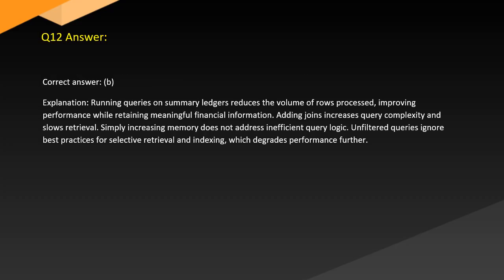Answer. Correct answer: B. Explanation. Running queries on summary ledgers reduces the volume of rows processed, improving performance while retaining meaningful financial information. Adding joins increases query complexity and slows retrieval. Simply increasing memory does not address inefficient query logic. Unfiltered queries ignore best practices for selective retrieval and indexing, which degrades performance further.